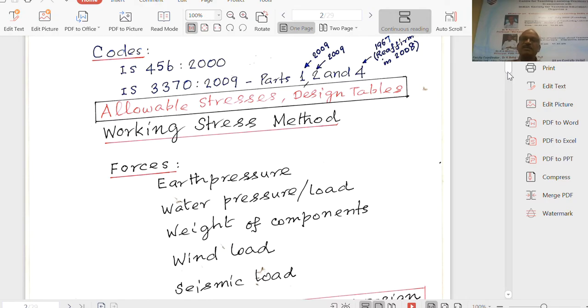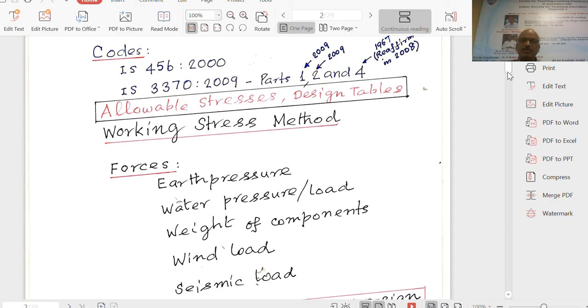And of course on the windward side, the column will be subjected to tension that will reduce the amount of compressive force. Leeward columns will be subjected to additional compressive force. How to calculate them and how to design the column, etc., we are going to discuss. So that is about wind load.